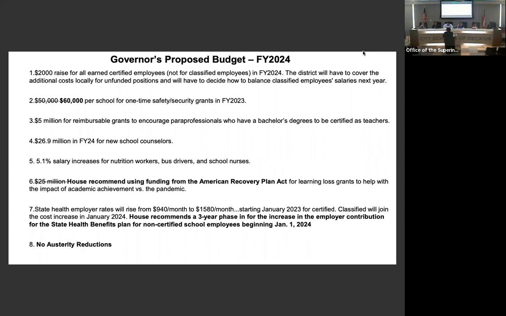However, we must be mindful that there have been situations where the governor made proposed actions for a budget and those proposed actions changed. Prime example, the $2,000 increase for all employees that the district paid in 2020. Any questions on the governor's proposed budget?